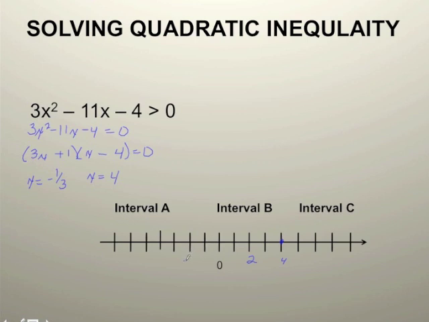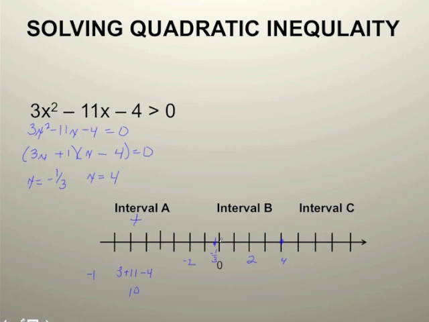Negative 1/3 will be here. These become my points for dividing up the interval. So for interval A, I'm going to pick negative 1. Negative 1 squared would be 1, times 3, 3, plus 11, minus 4. 14 minus 4, 10. This interval A turns out to be positive.